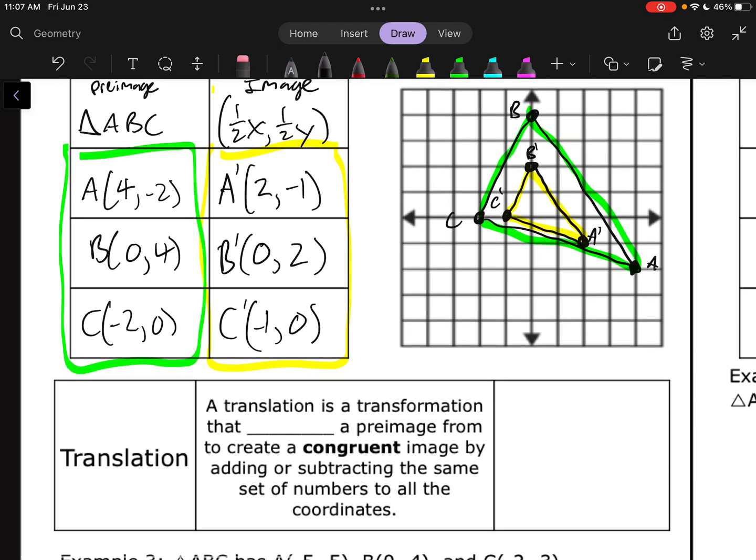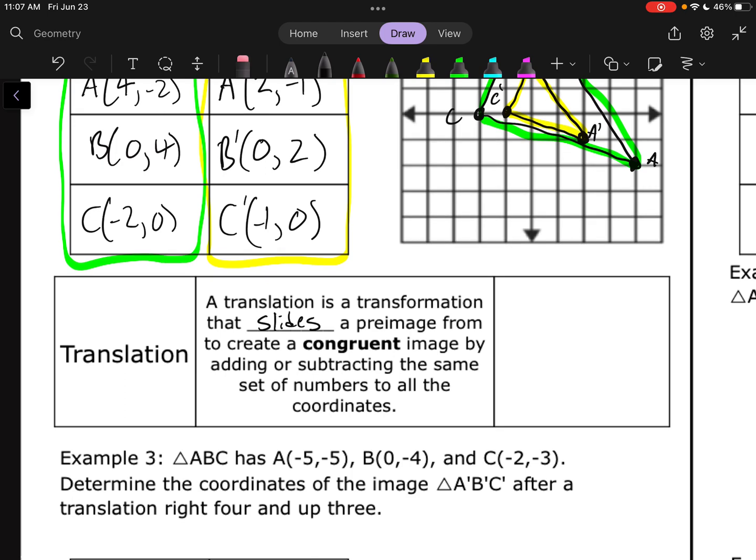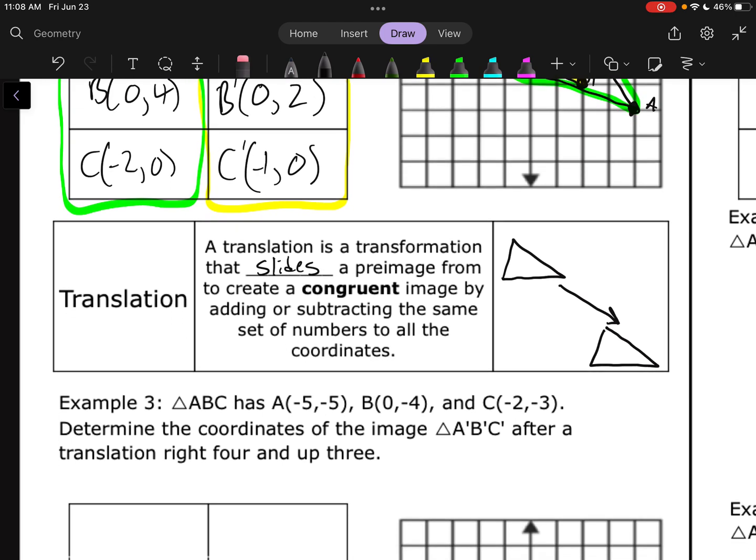Let's talk about some translations. A translation is a transformation that slides a pre-image to create a congruent image by adding or subtracting the same set of numbers to all the coordinates. So that would be something like this. We take this triangle and we are just going to slide it on over. It's going to remain congruent this time. When we were doing the dilations, it created a similar figure. This one is going to create a congruent one. Same exact size.